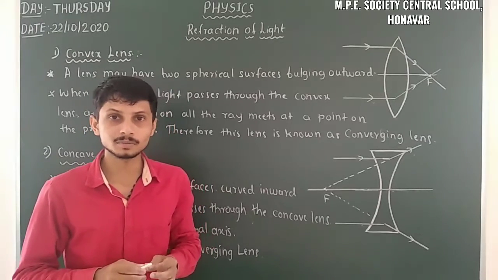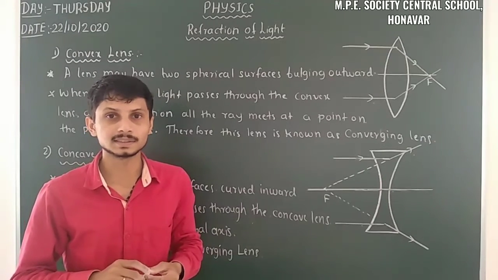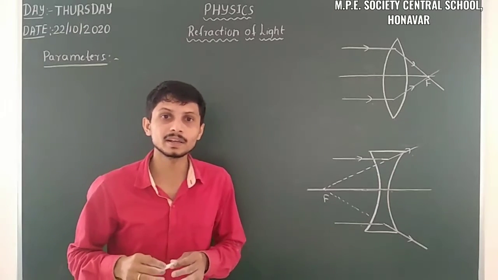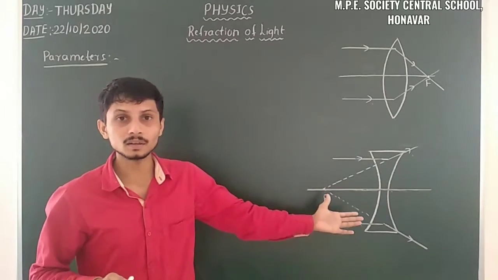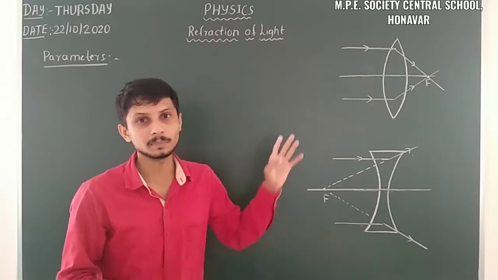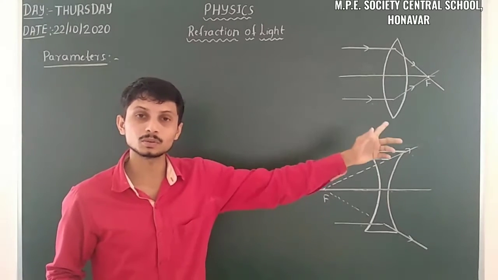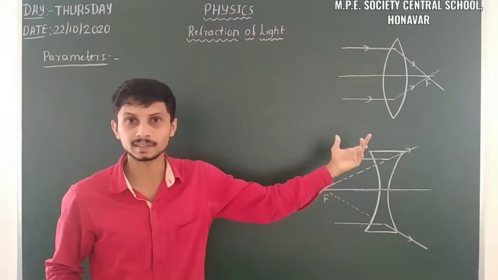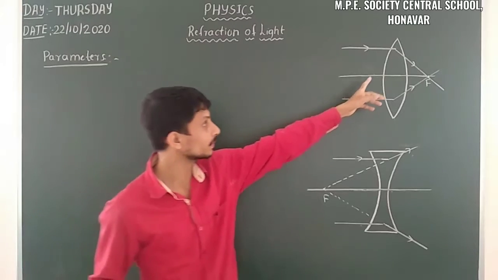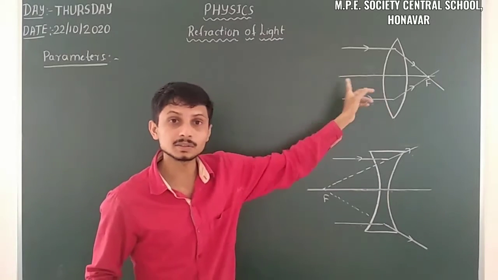So let us look at what parameters we have to take while drawing the ray behavior in spherical lenses, the convex lenses and the concave lenses. Here we know about the principal axis. The principal axis is an imaginary line that passes through the two centers of curvature, or one center of curvature. Here just observe, there are two surfaces, so there are two centers of curvature, in convex lens also, concave lens also.